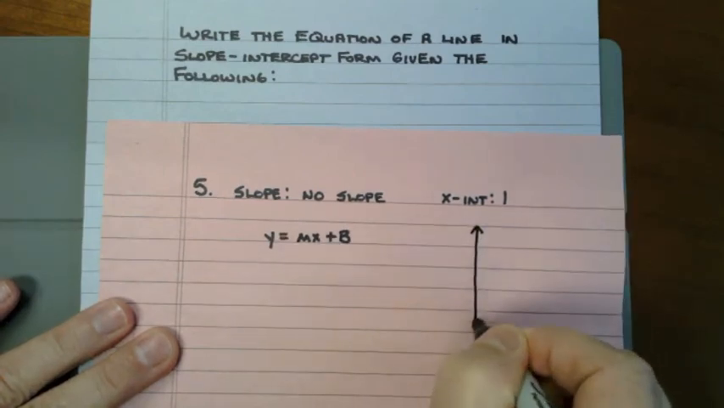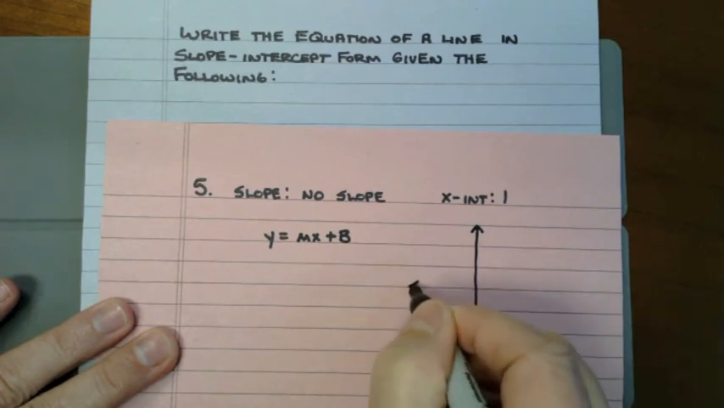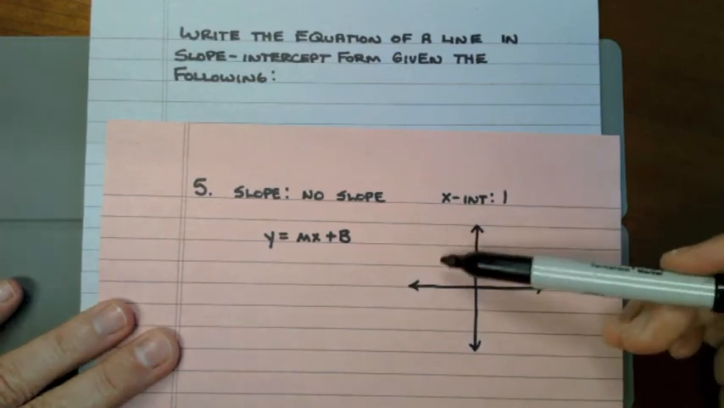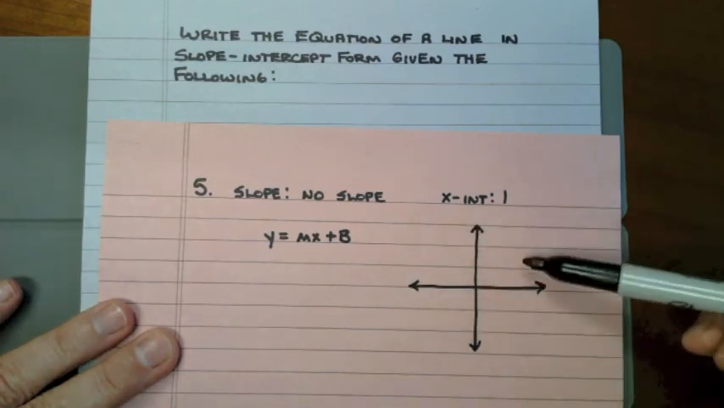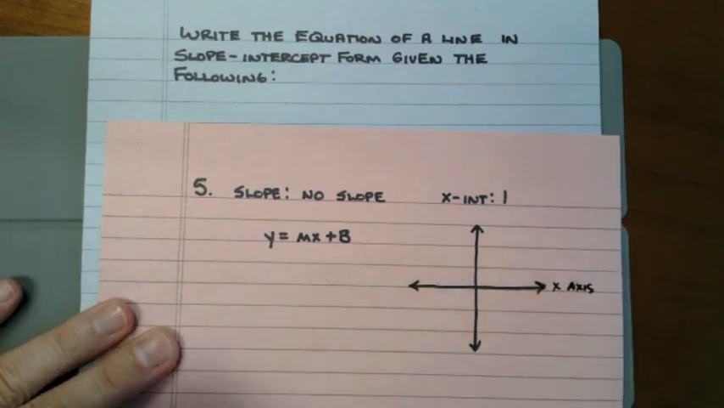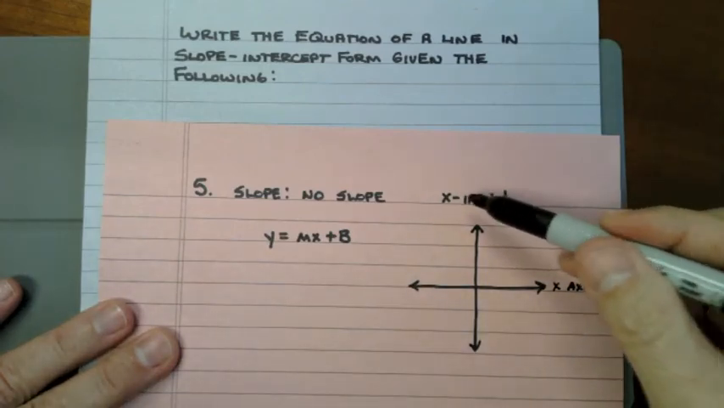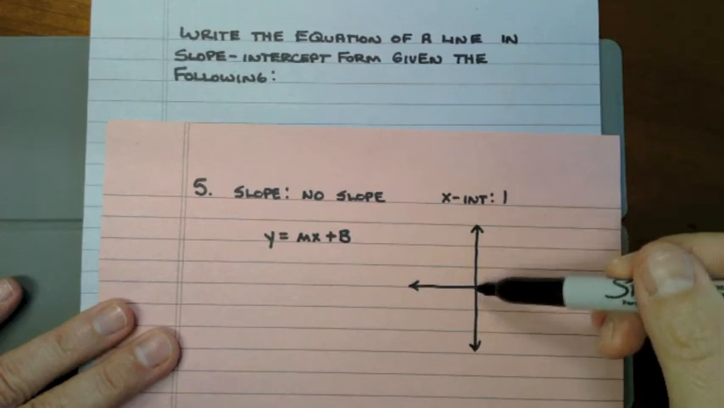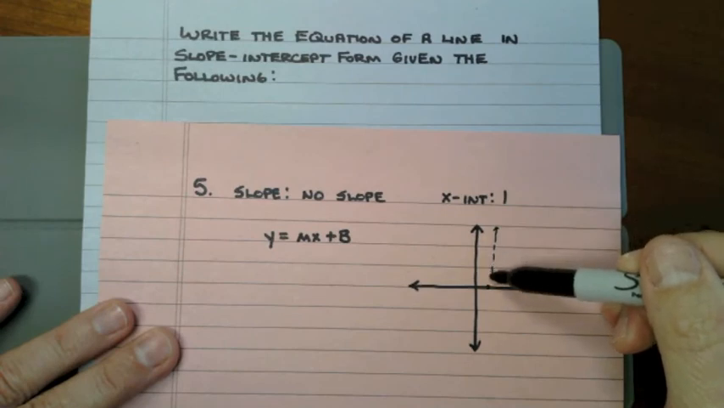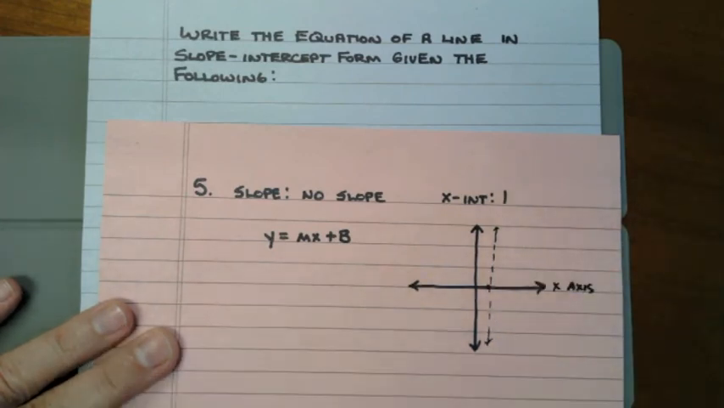So what you need to remember is what a line that has no slope looks like. A line with no slope is a line that goes up and down. It is a vertical line. So if I draw a vertical line, the only axis a vertical line is going to hit is the x-axis. That's the only line it's going to intersect. In fact, they give me an x-intercept right here of 1. So I'm going to go over on the 1, and I'm going to draw a line that goes straight up and down. Here's what that line looks like.